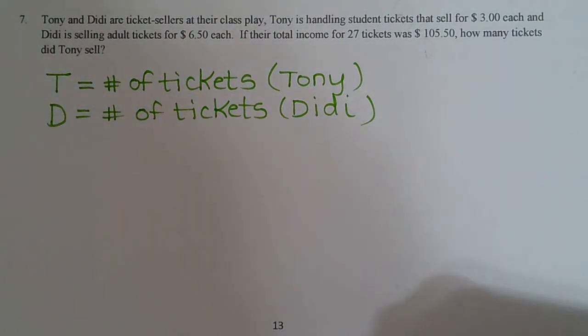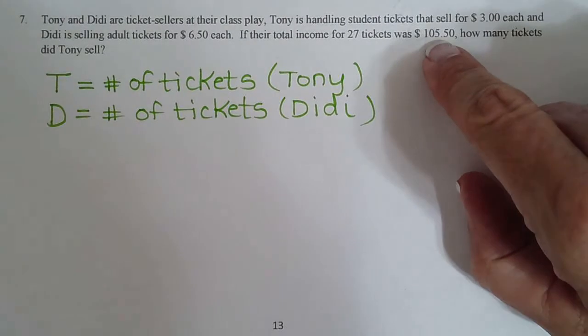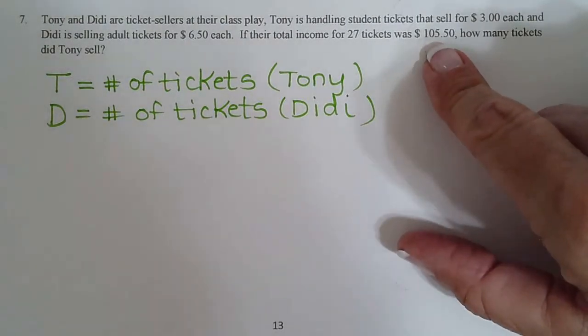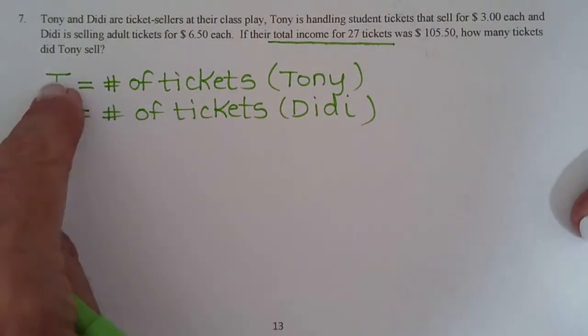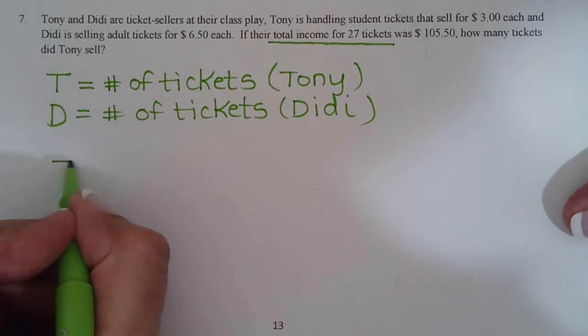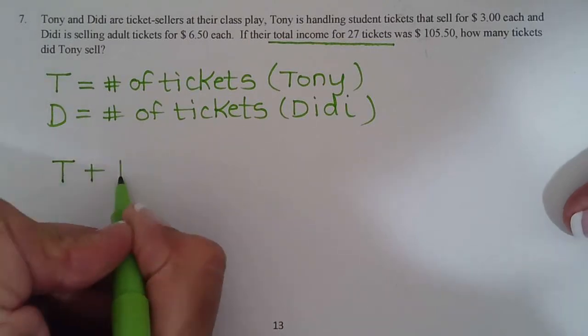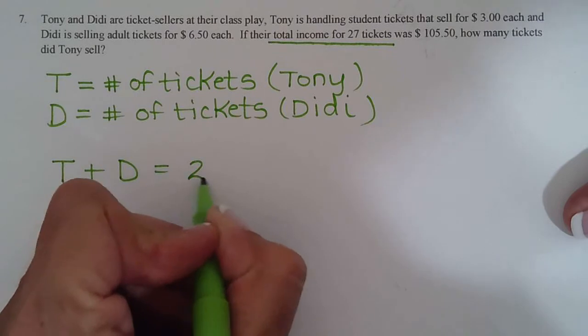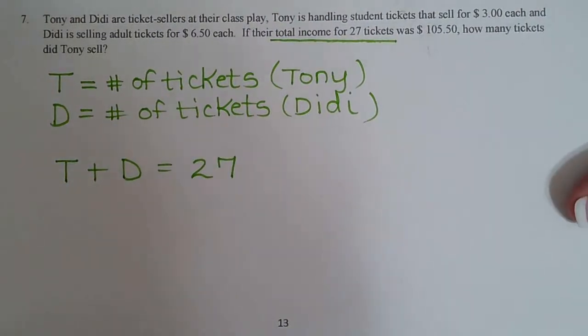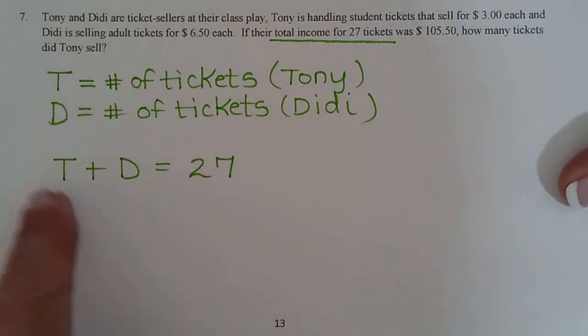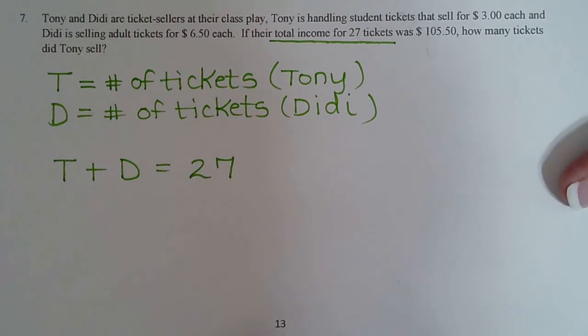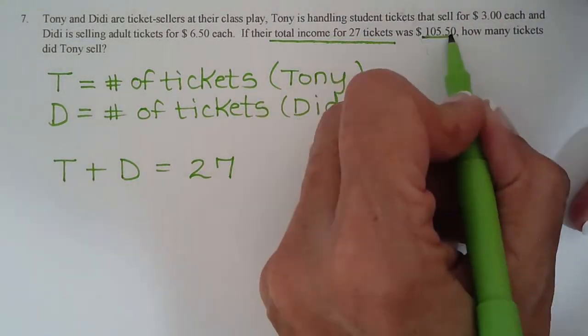Just like with the quarters and the half dollars, we went 0.25 times Q plus 0.50 times H and set it equal to the money. We'll do the same thing on this one. So the first equation is just about a total. So if these two sold 27 tickets total, you'd say Tony plus Dee Dee's tickets equals 27. So the first equation's always the easiest because all you do is go, oh, they sold 27, so his tickets plus her tickets, 27. Then the next one is when we have to add in money.